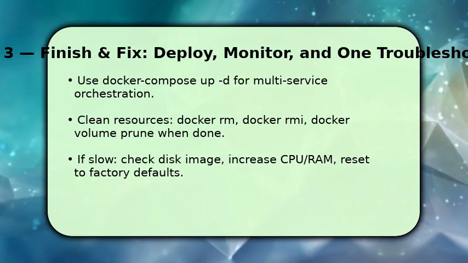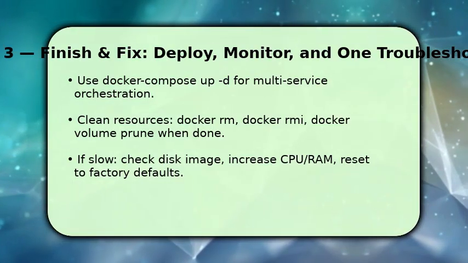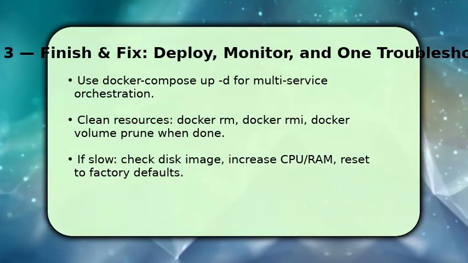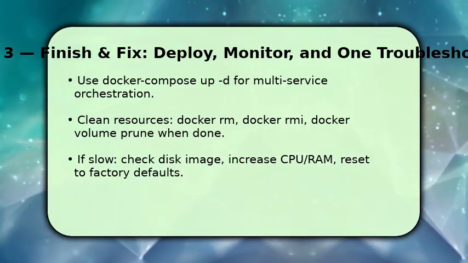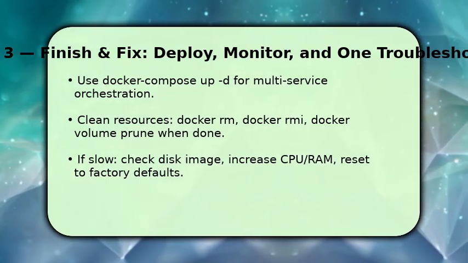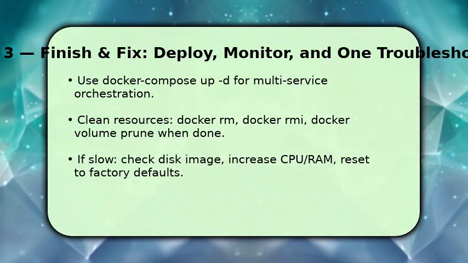If performance stalls, check Docker Desktop settings, increase CPU and memory limits, inspect the disk image location, or reset to factory defaults as a last resort. If networking or mounts fail, restart Docker and your Mac. That often clears transient hypervisor or file sharing issues quickly.